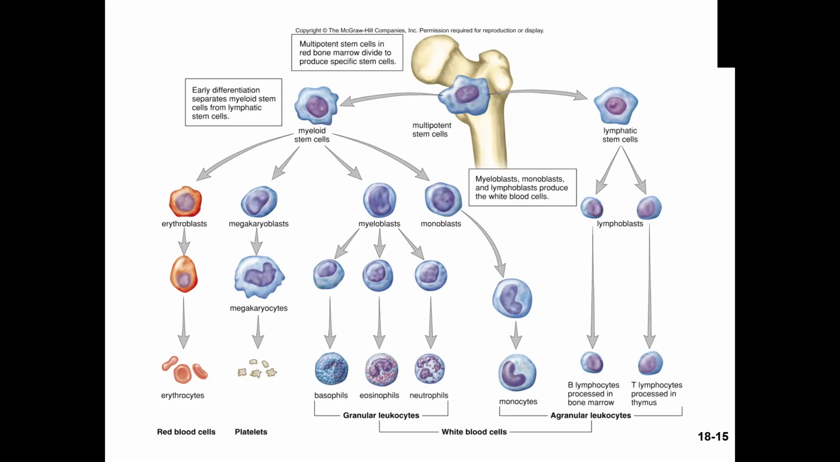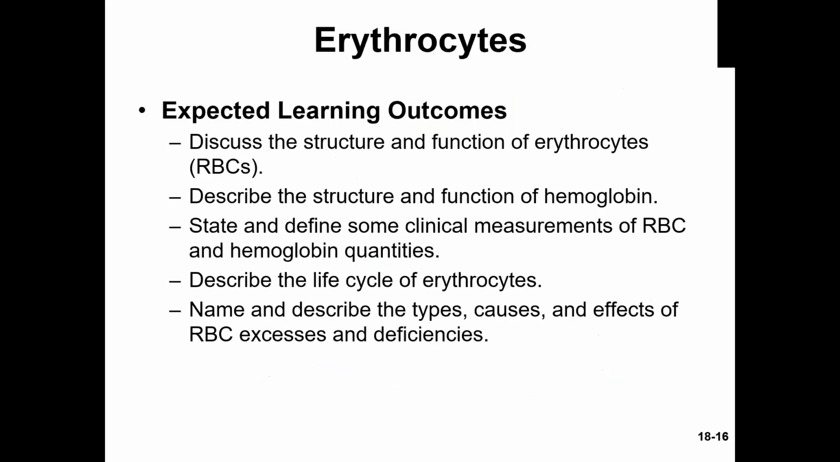When we look at the lymphatic stem cells, the ones that will get produced within lymphatic tissue, those are going to be your B lymphocytes and your T lymphocytes. Now, the B lymphocytes, which are agranulocytes, these will get processed in the bone marrow. Their products get shipped out. The T lymphocyte cells will get processed within the thymus. T for thymus, B for bone marrow.